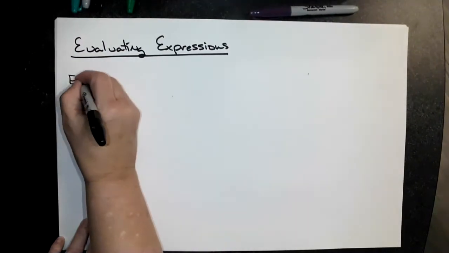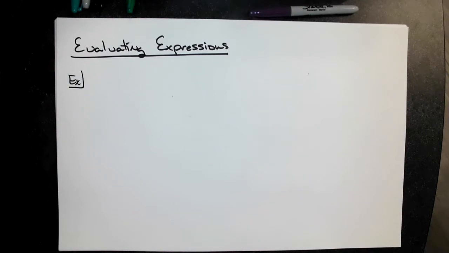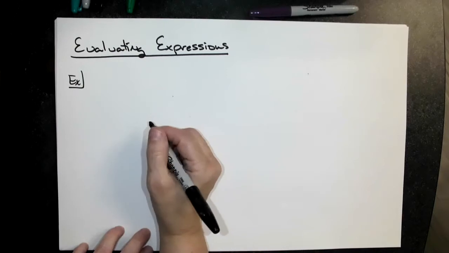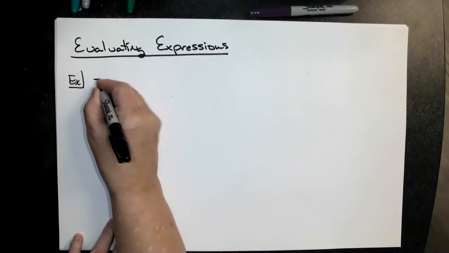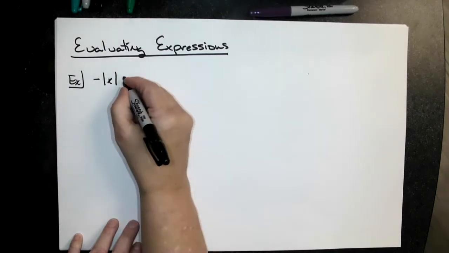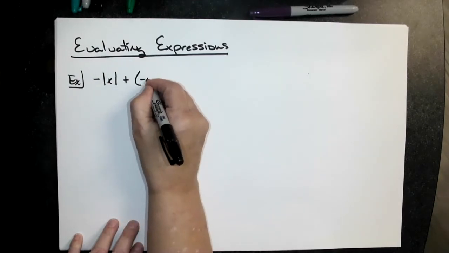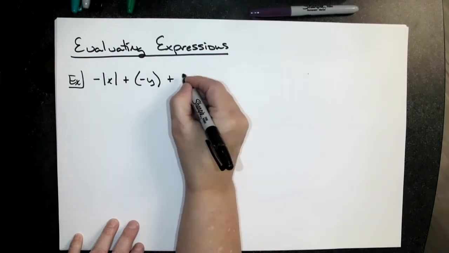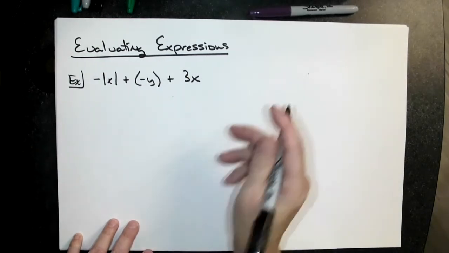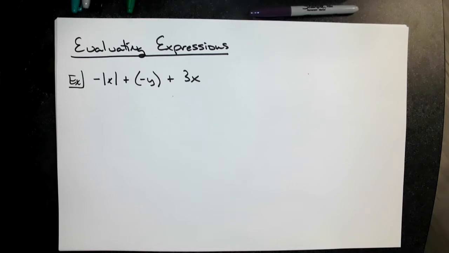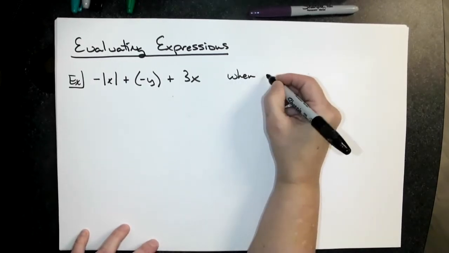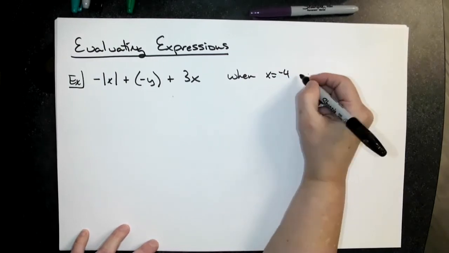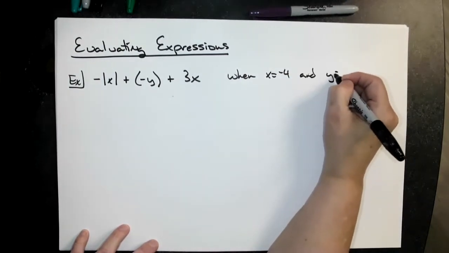If it's an algebraic expression, that means it's going to have some variables and some numbers in there. Add, subtract, multiply, and divide positive and negative numbers. And they always have to tell you what the variables are. So maybe say negative absolute value of x plus parentheses negative y plus 3x. And if they want you to evaluate this algebraic expression, they have to tell you what the variables are. So when x equals -4 and y equals -6.